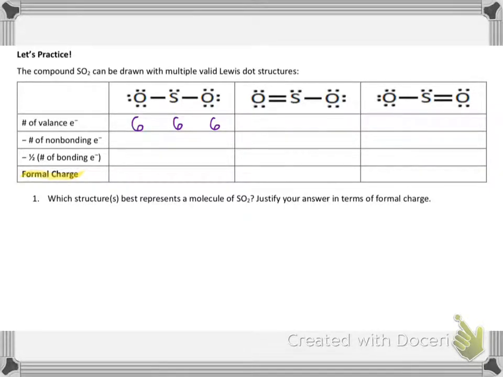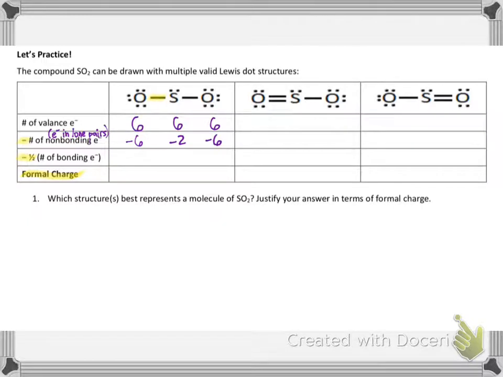Okay, so now what we're going to do is subtract the number of non-bonding electrons. That just means the electrons in the lone pairs. Well, this first oxygen has 3 lone pairs, which means we can subtract away 6 electrons from the lone pairs. Sulfur, of course, only has 1 lone pair, so we're just going to subtract the 2. And then that other oxygen is symmetrical, so it's got the 6 lone pair electrons as well. All right, last but not least, we're going to subtract away half the bonding electrons.